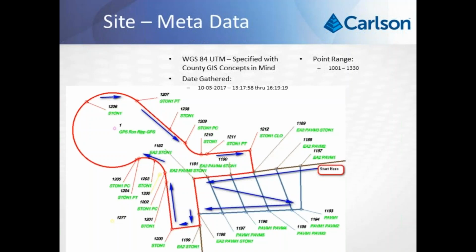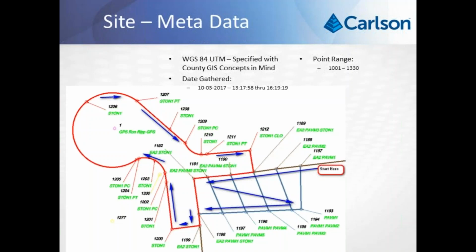So as I came along the edge of asphalt at point number 1187, I coded that up with edge of asphalt 2 and pavement marking 1, which is a paint stripe. Then I decided to move over to shot number 1188, and that was edge of asphalt 2 and pavement marking 2. And then I went to 1189, which is edge of asphalt 2, pavement marking number 3 now, and where stone 1 begins.